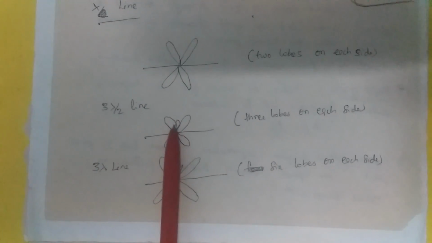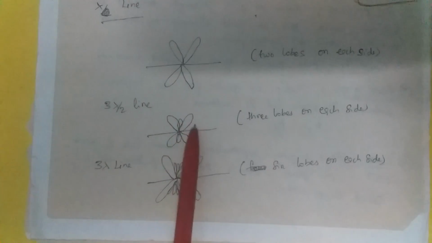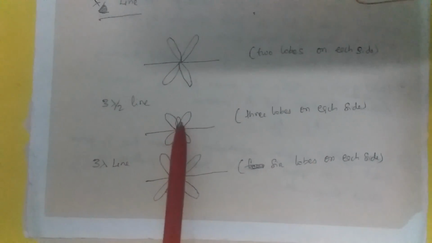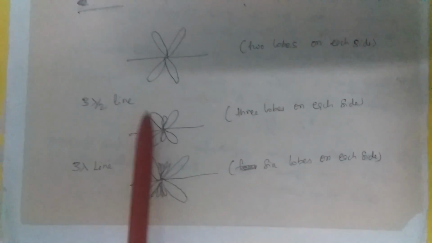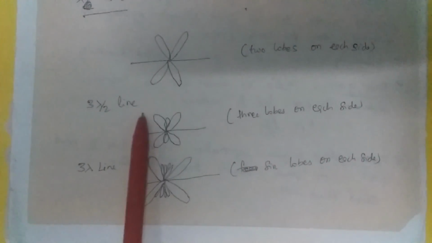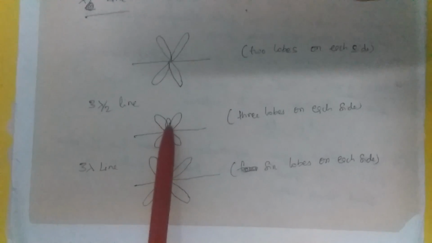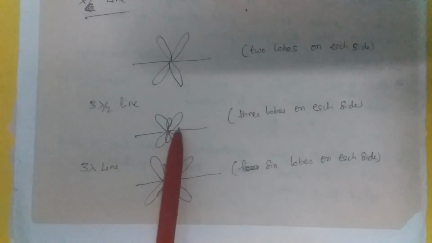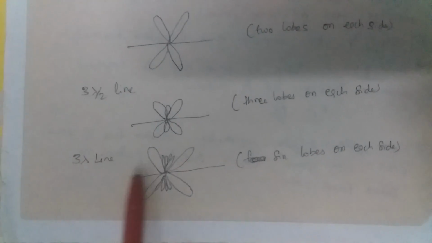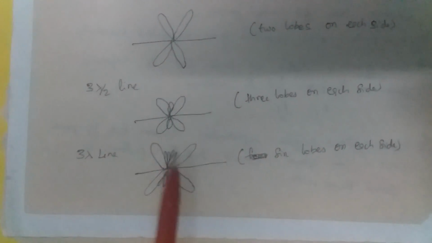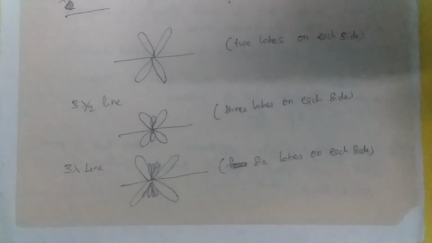Hence we see that there is radiation at 90 degrees to the antenna, but it is not maximum. This becomes a minor lobe now. And the maximum radiation occurs at some other angle. So these are major lobes and this is a minor lobe. So there are 3 lobes on each side. And for a 3 lambda by 2 antenna, and by 3 lambda line, you have 6 lobes on each side.